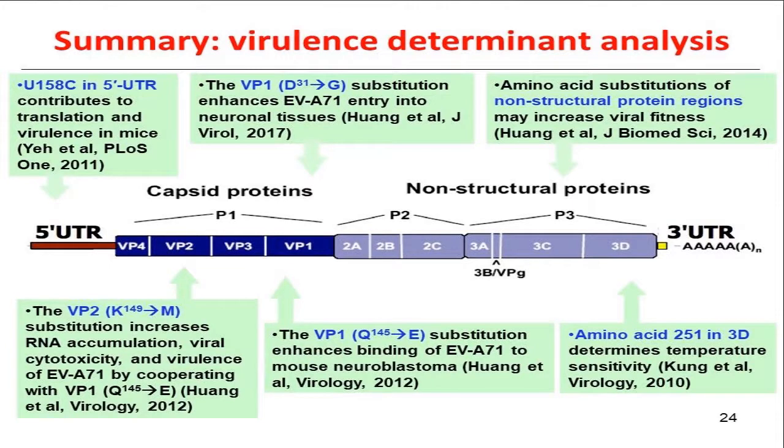In conclusion of my talk today, this slide summarizes the virulence determinant analysis I just mentioned to you. The last one is 31G, which enhances entry to the nervous tissues. I also told you about the 5' UTR, and there was one position, two positions in the capsid protein, and one position in the 3D determining the temperature sensitivity. I also mentioned the amino acid substitutions in the non-structural protein region, which may affect viral fitness.